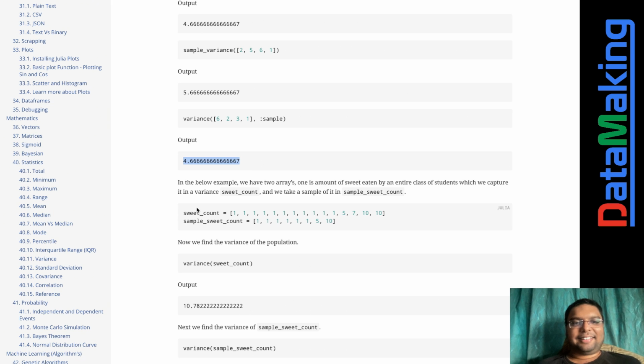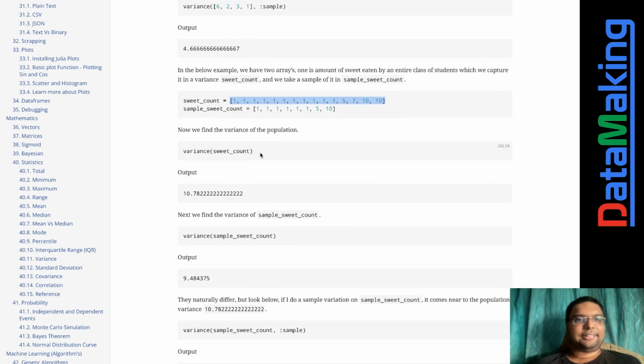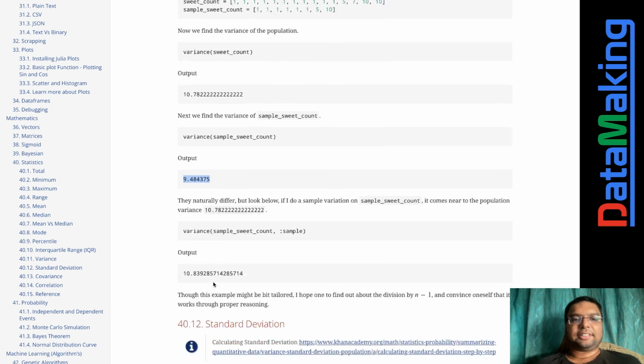Actually this is kind of a rigged up example. I'm not happy with that. So you have the sweet count. What we do is we just do the variance. So this is the population variance for the entire data, and for the sample sweet count we are doing the variance. So we just took some samples and did the variance of that.